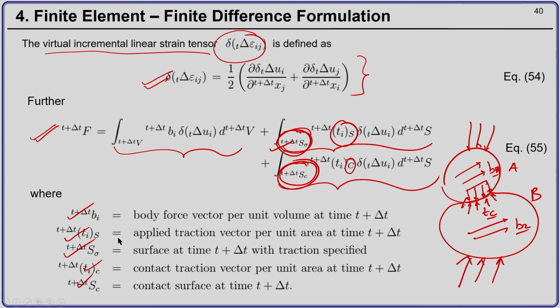Okay. So, remember this formulation we have taken from Bathe, so there is a difference in the convention in which we write. Initially we were writing, for example, this as B, and the initial surface as B0, but now it is written as t plus delta t V for the body configuration at time t plus delta t.